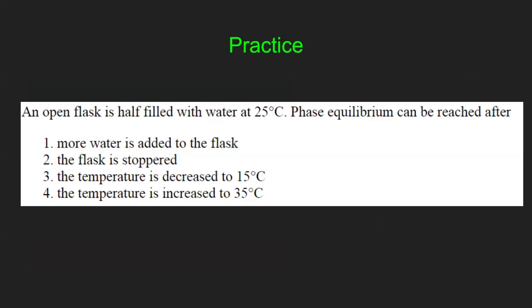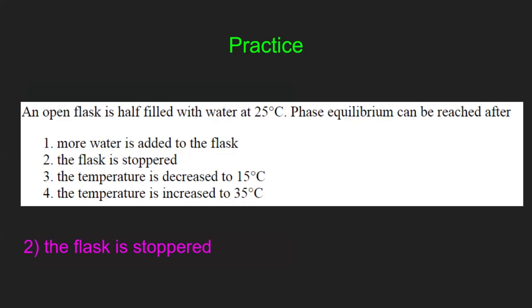An open flask is half filled with water at 25 degrees Celsius. Phase equilibrium can be reached after: more water is added, the flask is stoppered, the temperature is dropped, or the temperature is increased. Okay, if you just put water in a flask, eventually some of that water will evaporate. That means it will go to the gas state. So even if it's not heated, you'll eventually have some vapor and some liquid present. In order for that equilibrium to ever be established, that bottle has to be closed or it won't go to equilibrium. So the answer is the flask has to be stoppered.